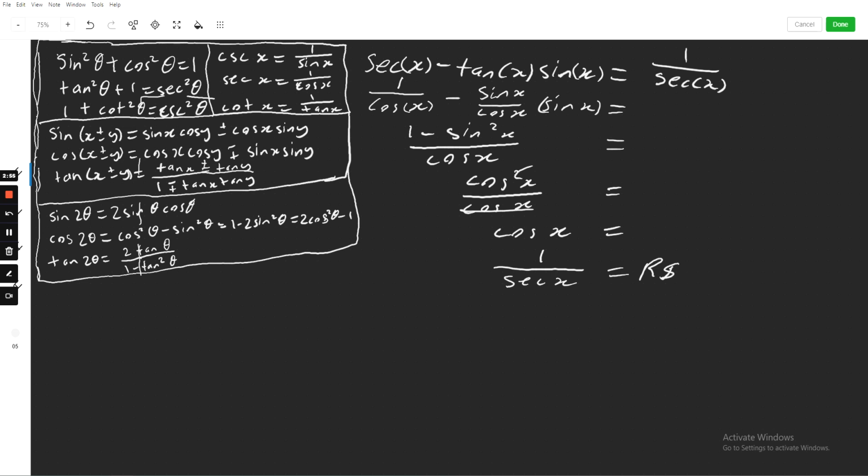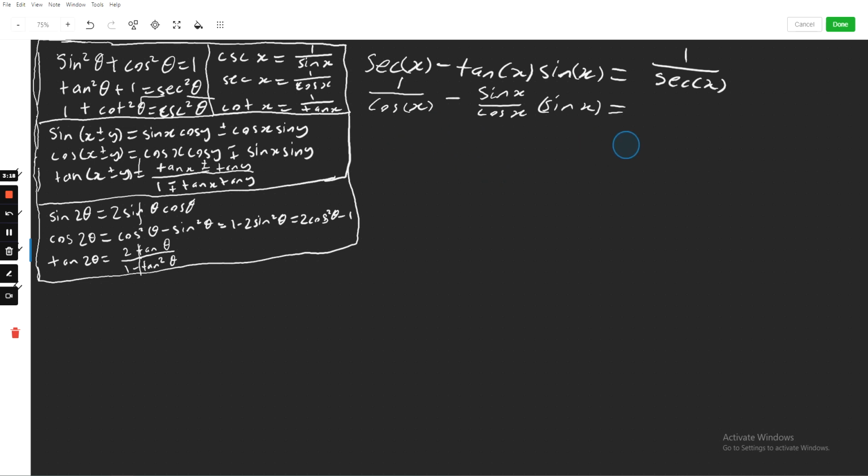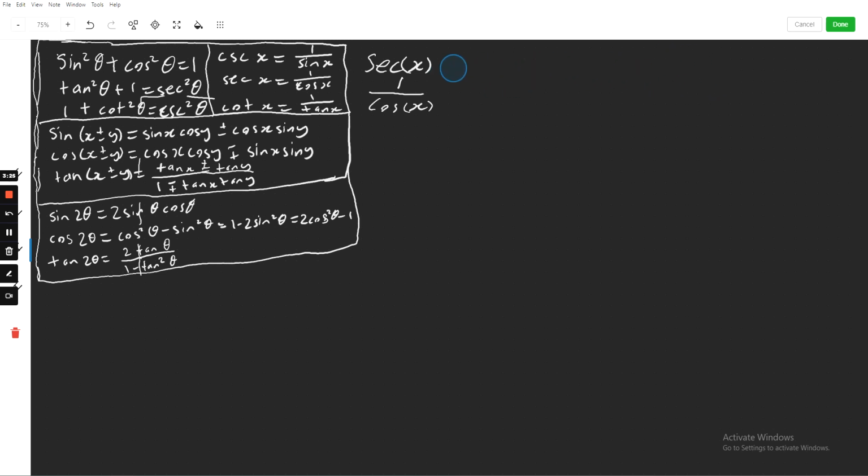So that's just one example. We used Pythagorean identities and reciprocal identities to prove this. Now we can move on to another. I'll just erase this real quick and we can move on to the next example. The next example will be a little bit trickier, but I'm sure we can do this. We just take it one step at a time.